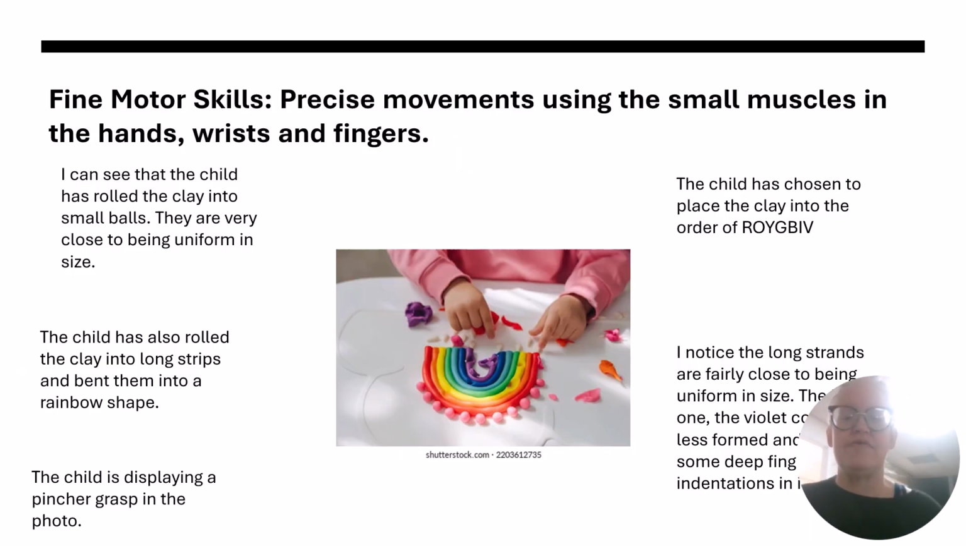Moving on to fine motor skills. That is the precise movements using the small muscles in the hands, wrists, and fingers. I've made a few notations on the screen about the child using the pincer grasp and how they've rolled the Play-Doh into little circles that are very similar in size, and then how they have rolled the Play-Doh into long strips and put that into the Roy G. Biv order.